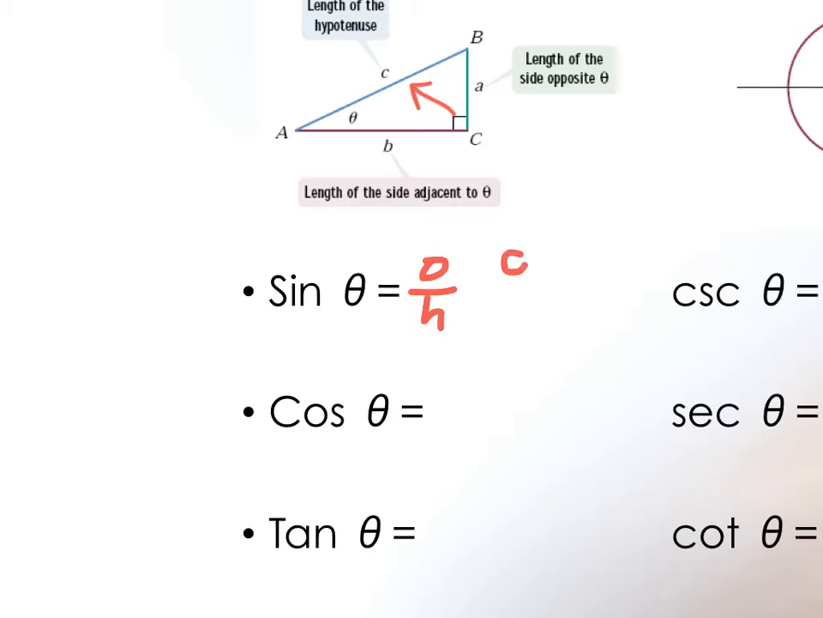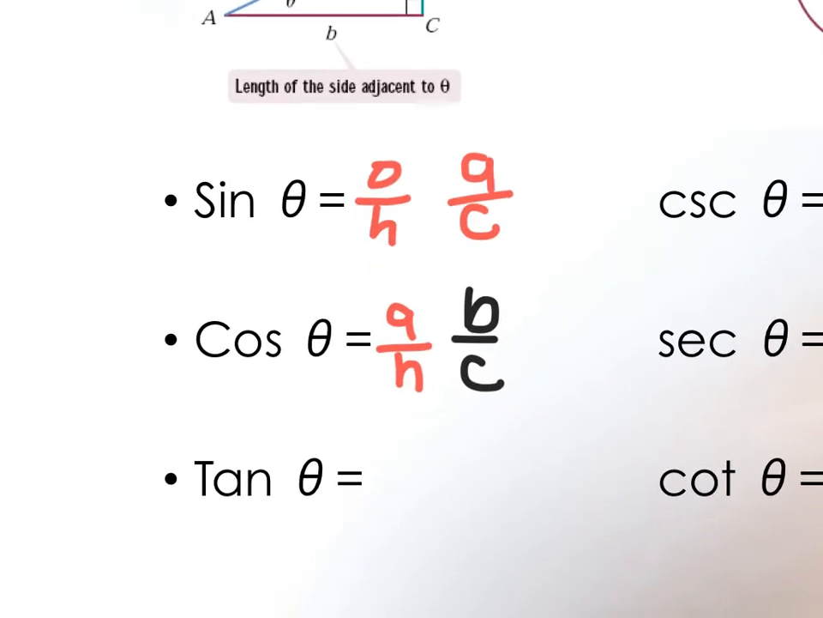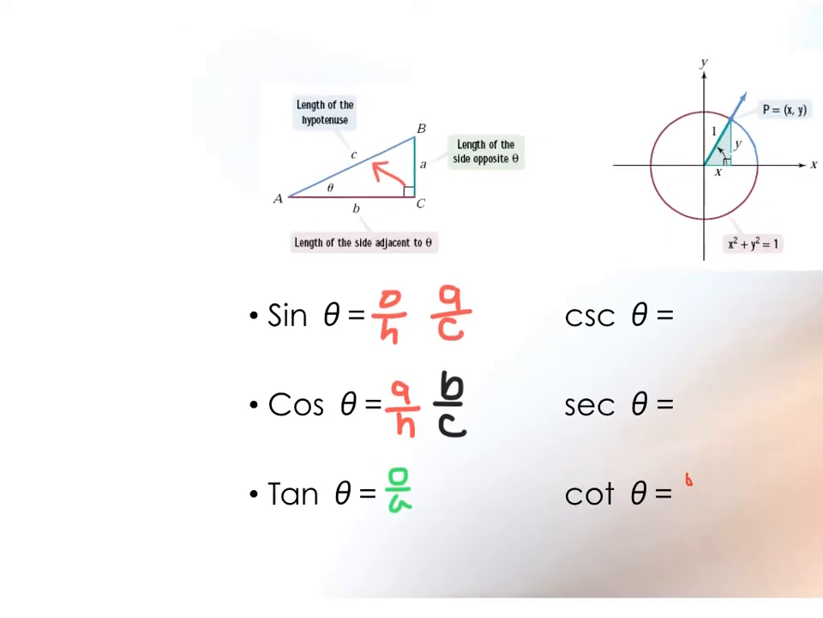Okay, cosine is adjacent over hypotenuse. Remember, the hypotenuse is the longest side across the right angle. So adjacent, what would it be? B over C, good. Tangent would be what? A over B. All right, tangent. Tangent is opposite over adjacent. OA. So what is the opposite side and what is the adjacent side? A over B. You guys see that?